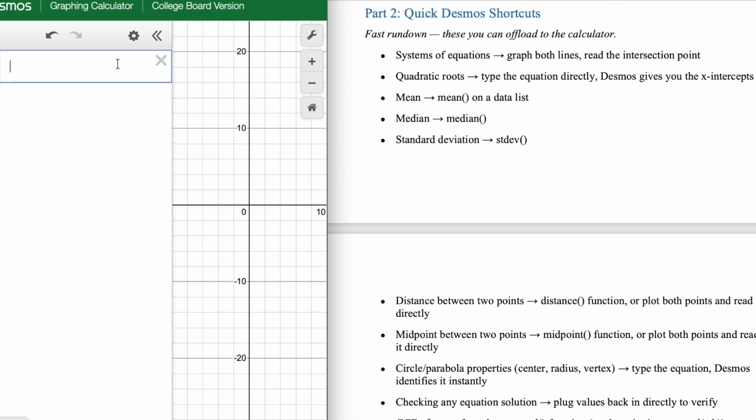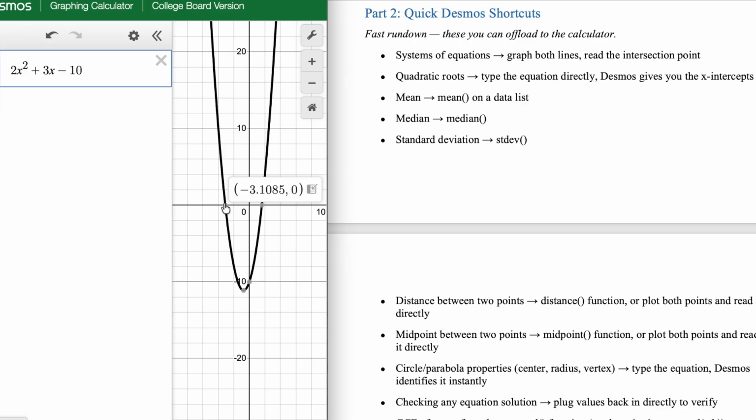So now for quadratics, say you're given one like this, 2x squared plus 3x minus 10. Here they intersect the x-axis at these two points, so those are the solutions to the equation.